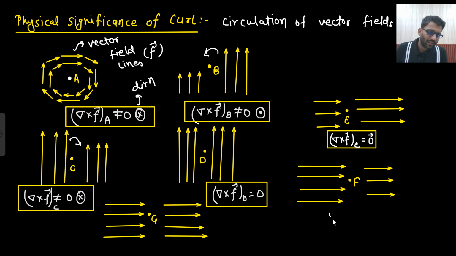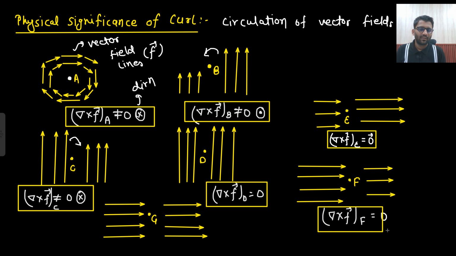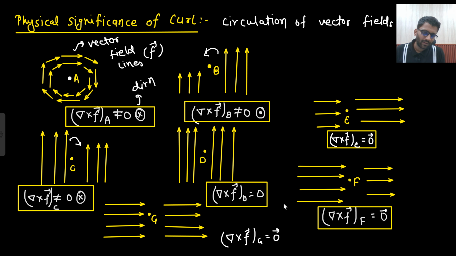And here curl of F at point F is equal to 0 only, because here also it will not rotate. More force here, less force here. This is also pulling it. This is also pulling it. No rotation. And certainly here also there is no rotation. So curl of F at point G. Here also there is no rotation.